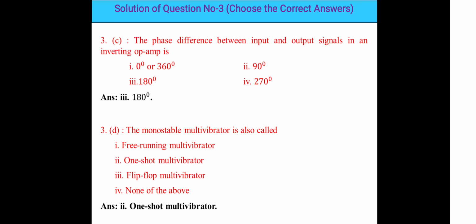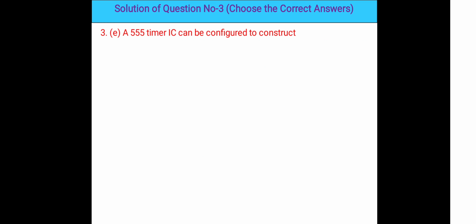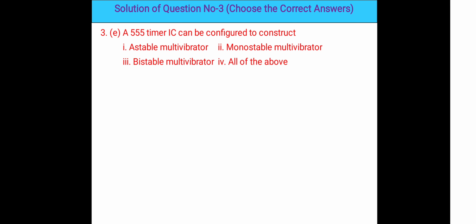So see the next question of question number 3. A 555 timer IC can be configured to construct an astable multivibrator, monostable multivibrator, bistable multivibrator, or all of the above. Using 555 timer ICs, we have studied that an astable multivibrator can be constructed. So option 1 is the correct answer. All these 3 questions we have covered in this video.